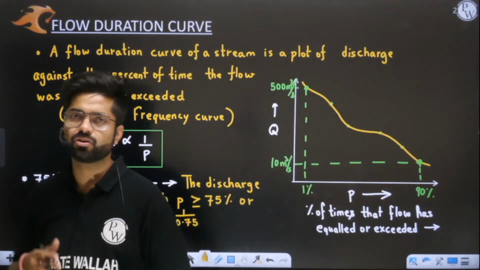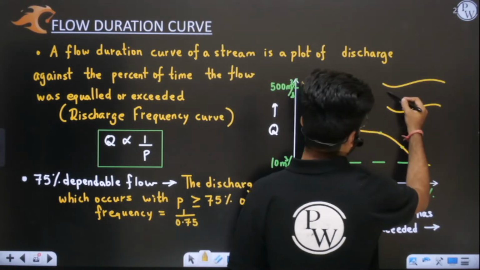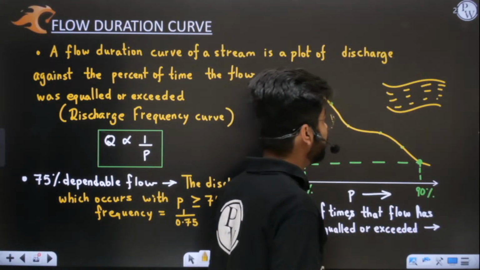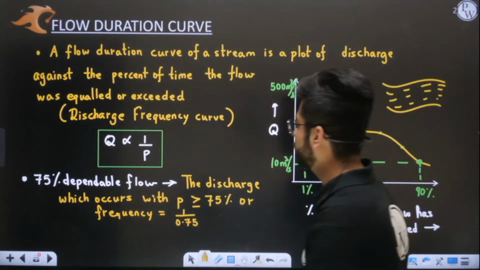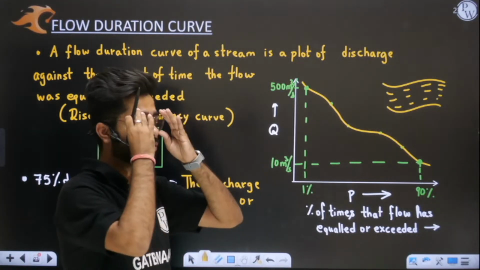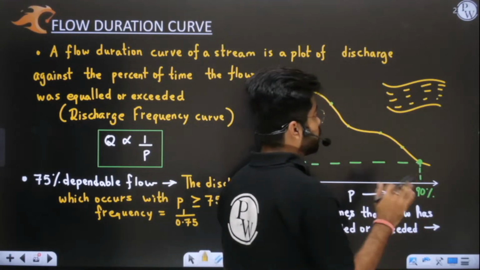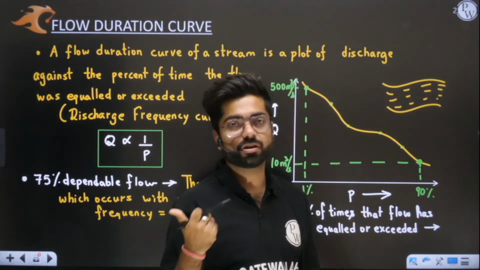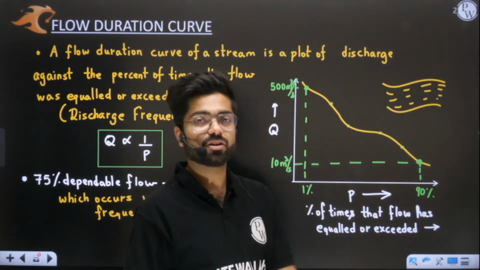See why this is important. Try to understand why we are in need of a flow duration curve. Listen very carefully. Let us say you have a river, and from that river you have to supply water to the city. So obviously you will design your water supply for that kind of discharge.